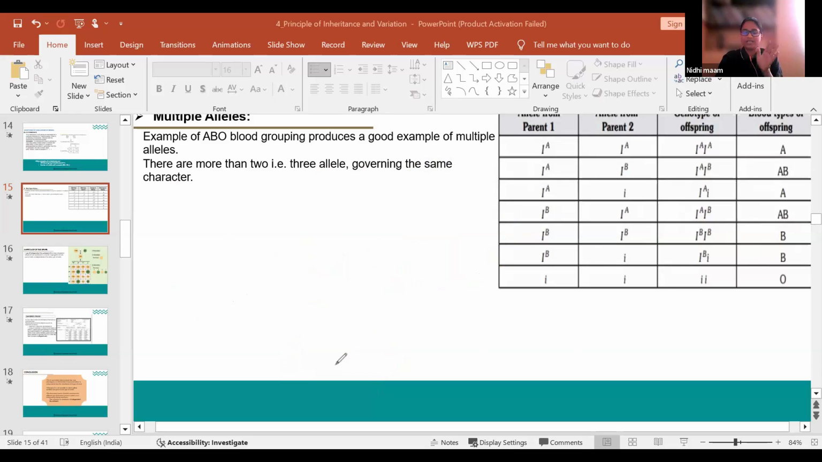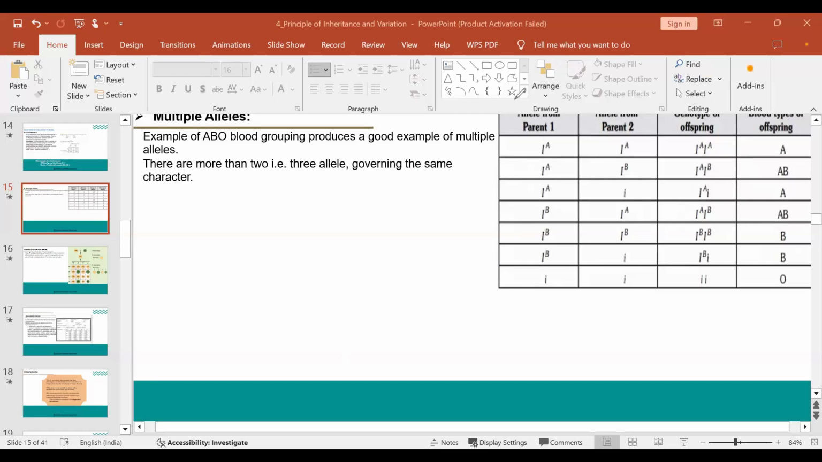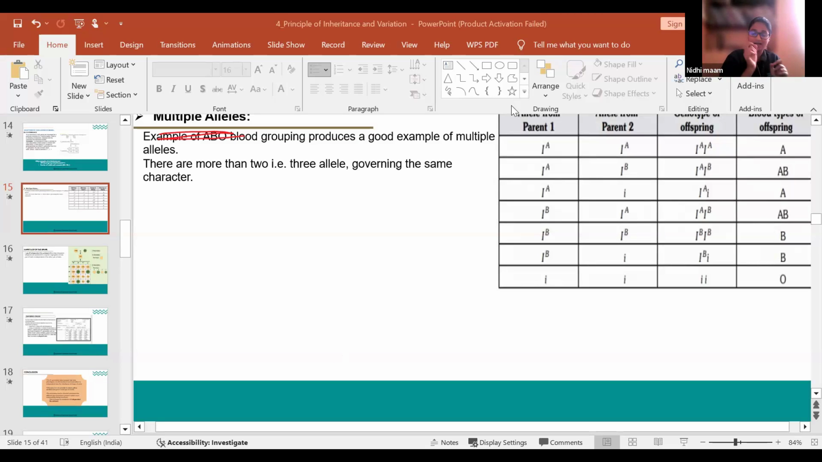Apart from codominance, it is also the best example of which phenomenon? It is nothing but multiple alleles. Can anyone tell me the simple meaning of multiple alleles? Governing the same character. Okay, more than two alleles governing the same character. The term more than two alleles should come. So more than two alleles governing the same character is called multiple alleles.